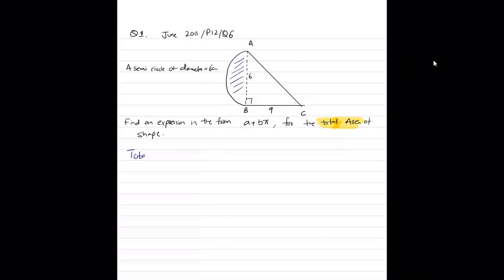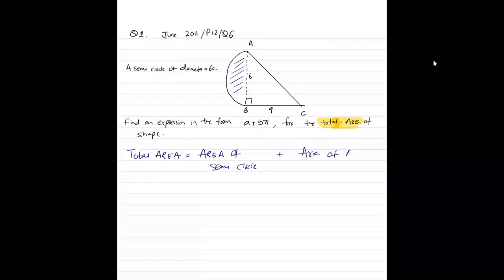So total area comprises of the area of the semicircle plus the area of the right angle triangle ABC. Semicircle area is 1 upon 2 times pi r square. The radius is going to be 3. Area of triangle ABC is going to be half times 6 times 9.